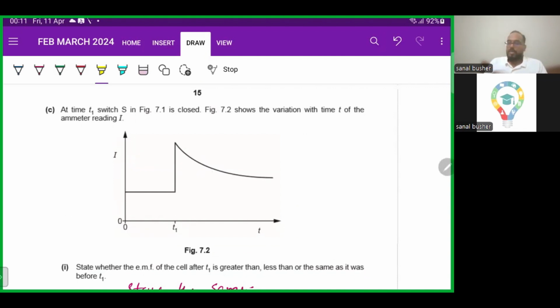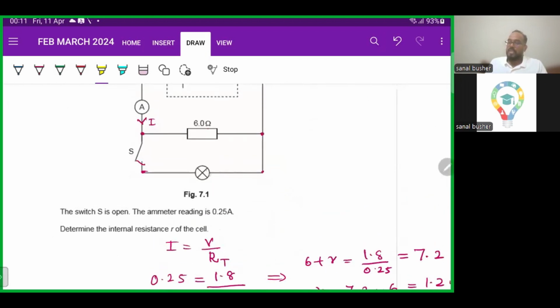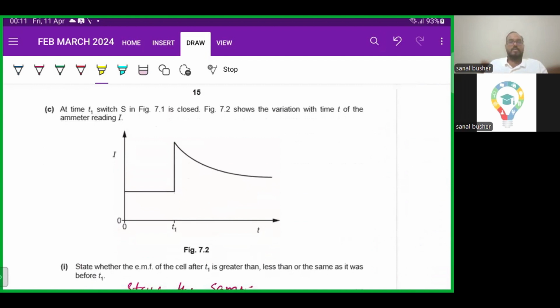At T1, what happens? Suddenly you are closing this. That means a resistance is connected in parallel to the circuit. If you connect a resistance in parallel, the net resistance will decrease. To decrease the resistance, what is the method? To connect a resistance in parallel. So a decrease in resistance means what? Resistance is decreasing means current will be increasing. Correct? So that is why at T1, the current is increasing.